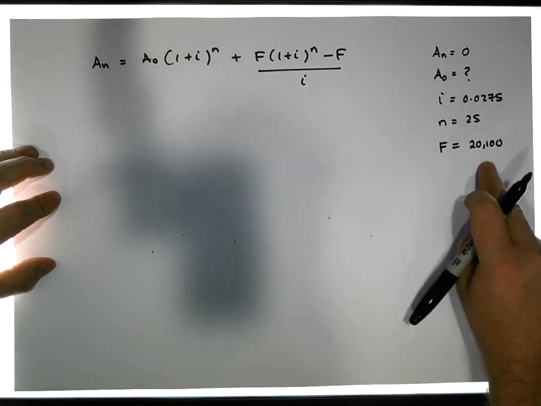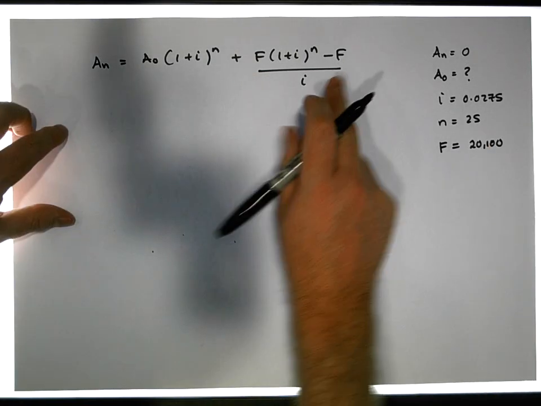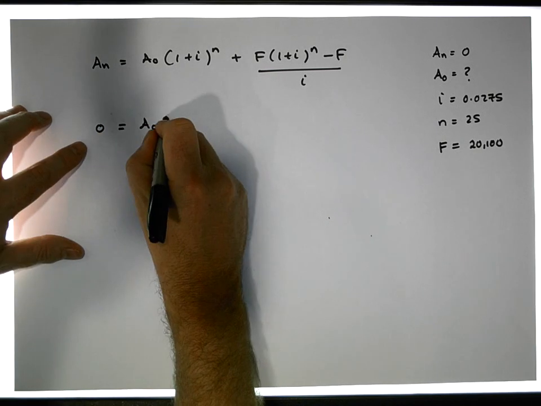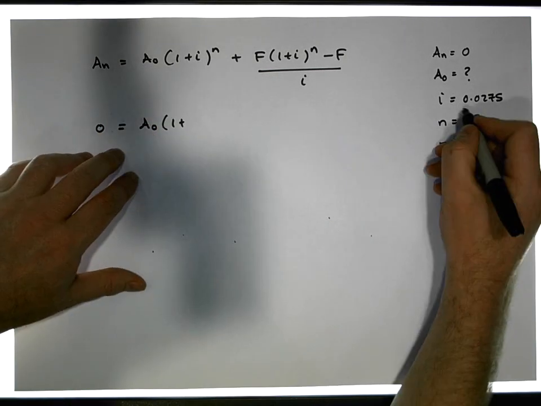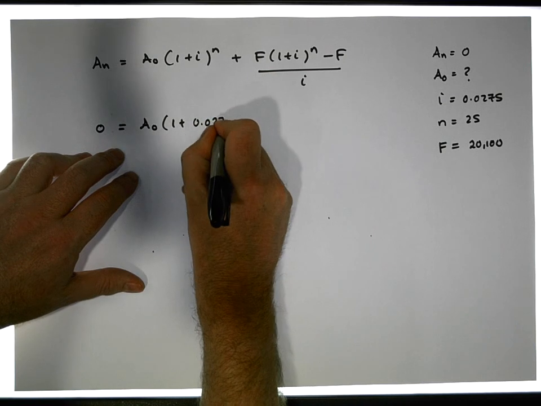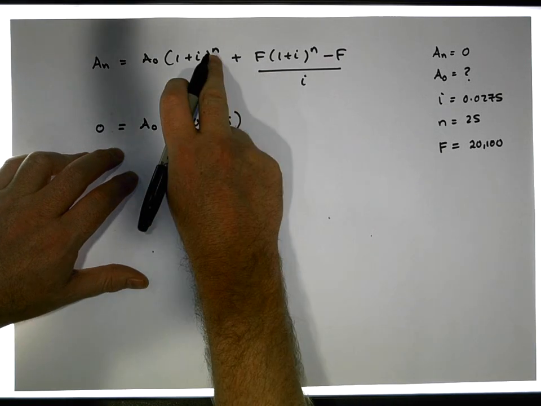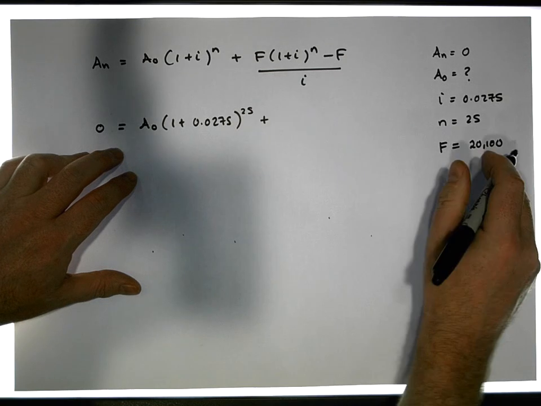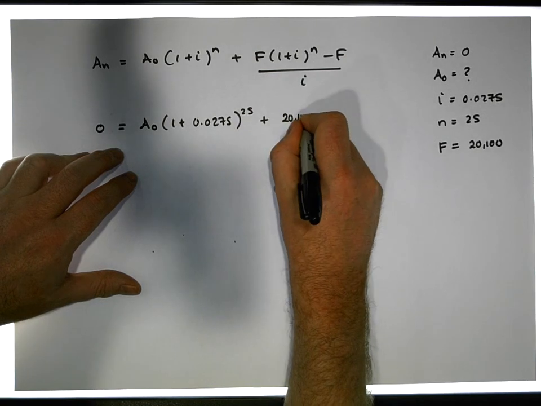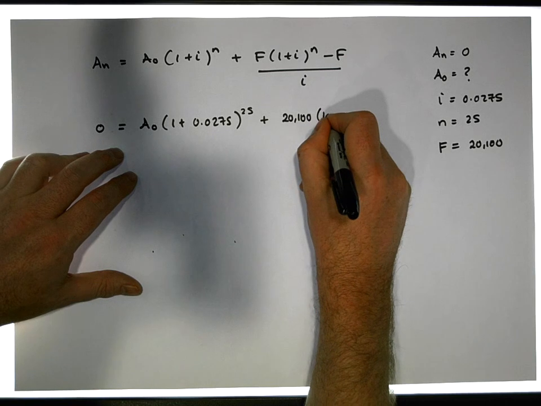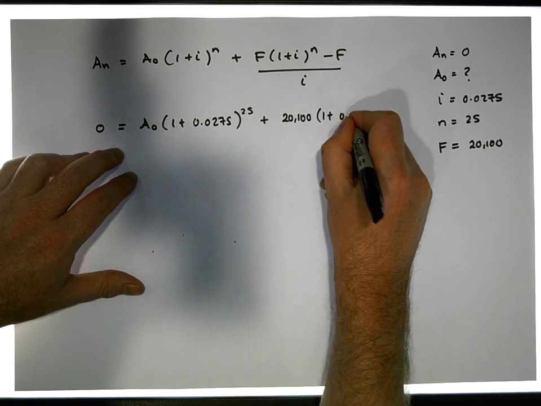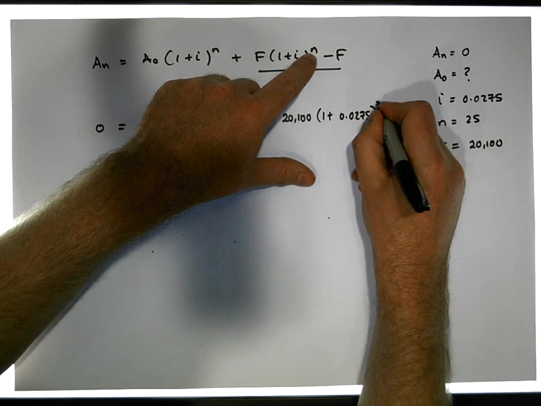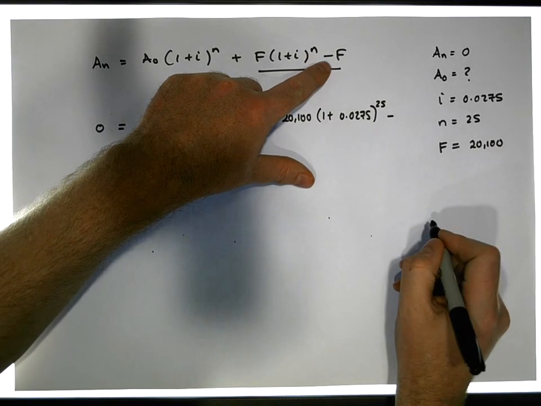So we're going to take all this information and plug it in here. AN is 0, so 0 must be equal to A0, which we don't know, so leave it as A0, times (1 plus I), where the interest rate is 0.0275, raised to the power of n, the duration of the mortgage, which is 25 years, plus F, which is 20,100, times ((1 plus 0.0275) raised to the power of 25, minus 1), minus F, which is 20.